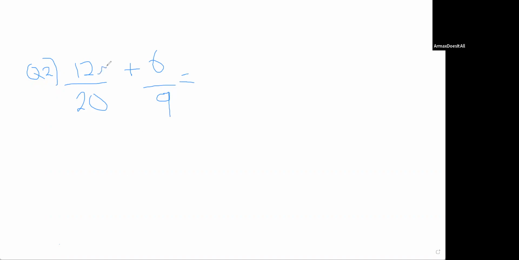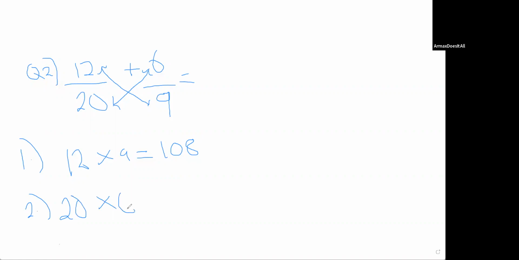So our first step, like the example previous to this one, we're going to do 12, the numerator, times the diagonally opposite denominator. So for step 1, we're doing 12 times 9, which gives us an answer of 108. Step 2, like the previous example, take the numerator, we're going to times it by the diagonally opposite denominator. So we're doing 20 multiplied by 6, which gives us an answer of 120.